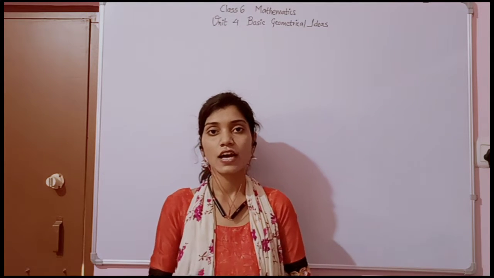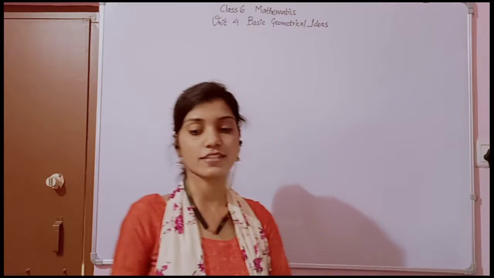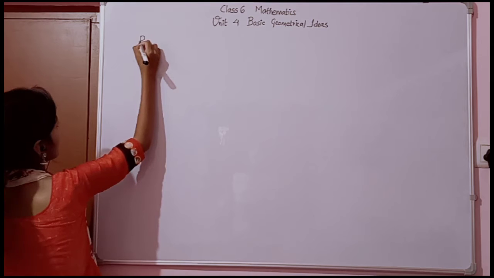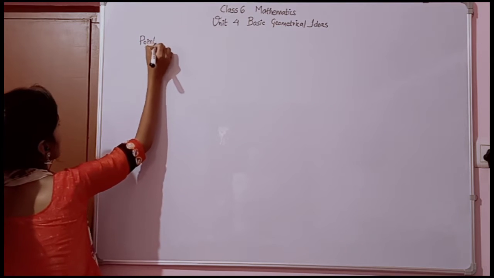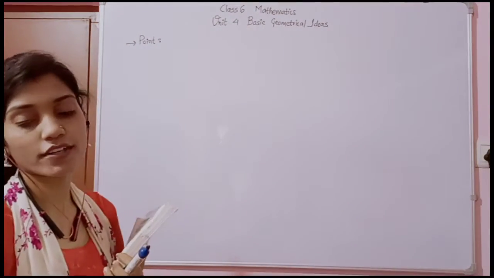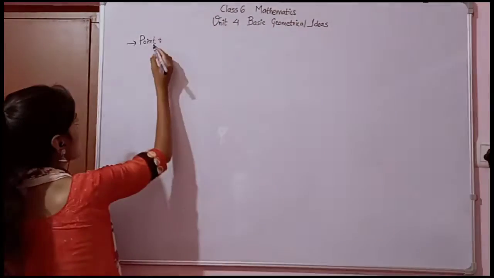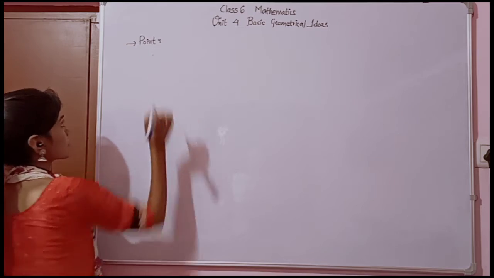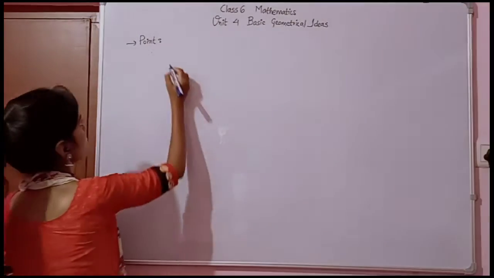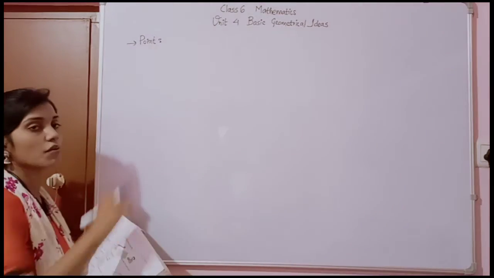So let's see the very first topic, that is a point. What is the meaning of point? Suppose I want to represent a point, how will I represent it? Obviously you will put a dot like this, right? So this is a point, this is a point.